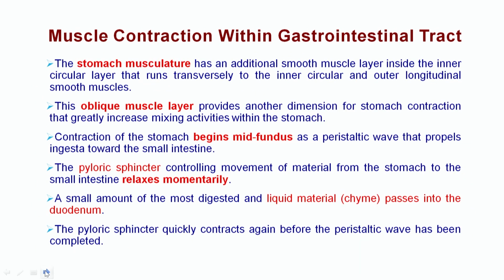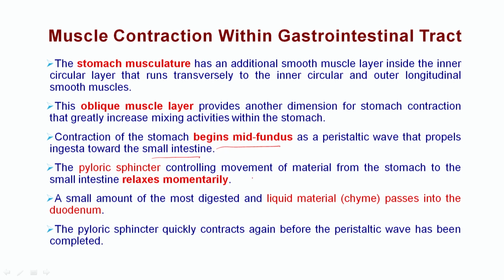The stomach musculature has an additional muscle layer inside the inner circular and outer longitudinal muscle layers, and it runs obliquely in between these two layers. This oblique muscle layer provides another dimension for stomach contraction that greatly increases mixing activities within the stomach. Contraction of the stomach begins at the mid-fundus as a peristaltic wave that propels the ingesta towards the small intestine.